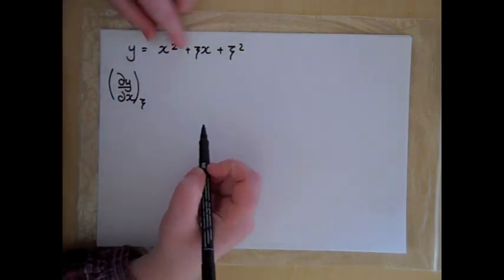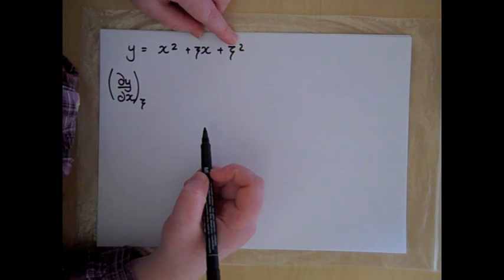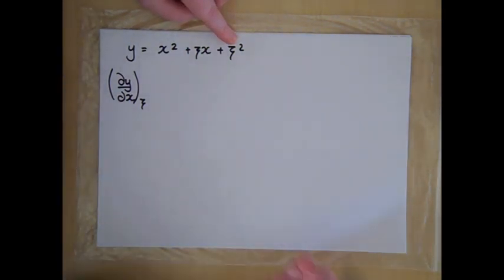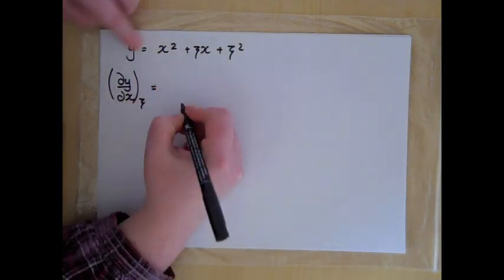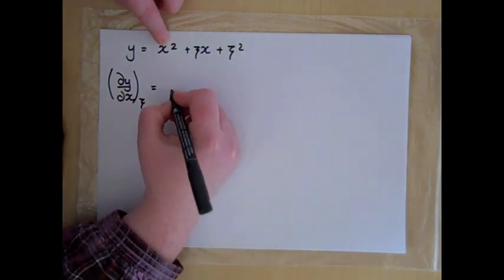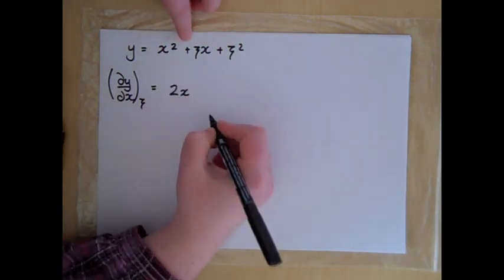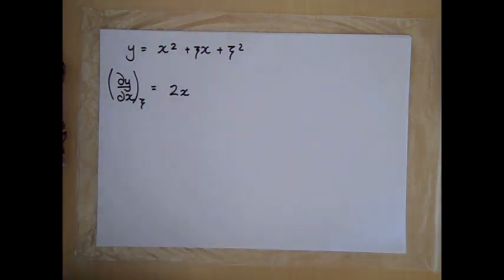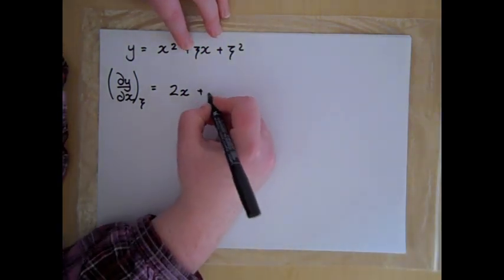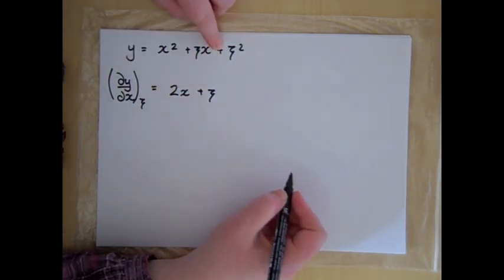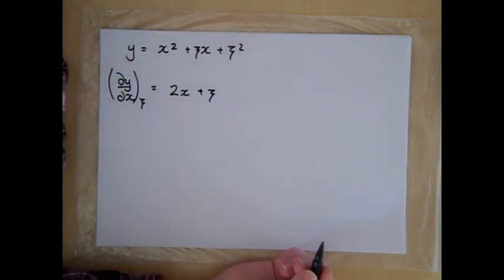So anywhere in this differential that I see a z, I'm just going to treat it as if it was a constant, as if it was a number. So if I differentiate this with respect to x, the differential of x squared is 2x. The differential of zx is just the same as the differential of 3x or 5x. Z is just a constant. Differentiate x, it disappears, so this is z, and I differentiate a constant and it disappears.